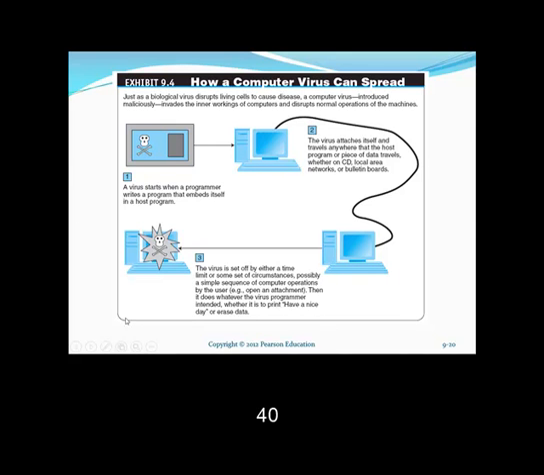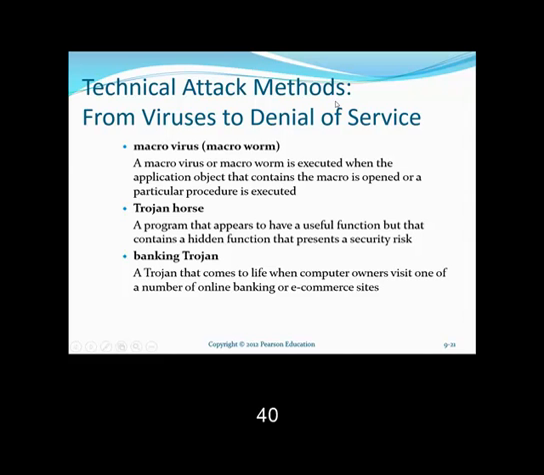So you can read by yourself how a computer virus can spread, because I believe that at least, if not all of you, maybe 50% of us have already experienced how a computer virus can affect our computer. So you can read the figure. It works just like a biological virus that destroys living cells to cause disease. This one is called a computer virus.